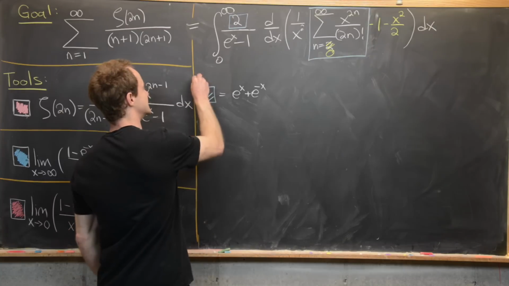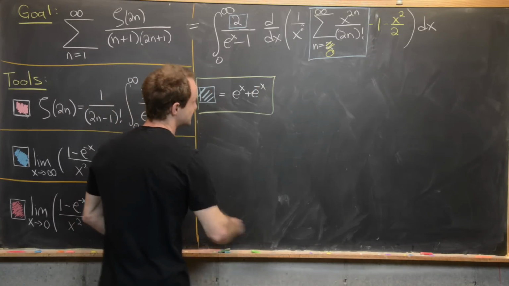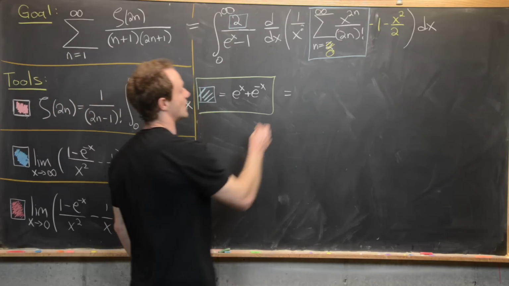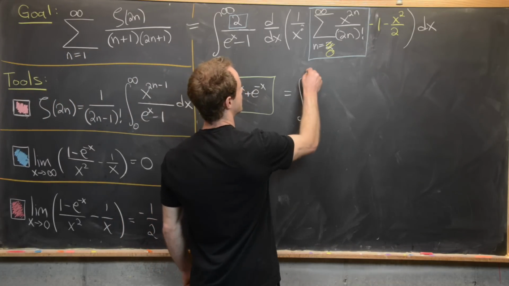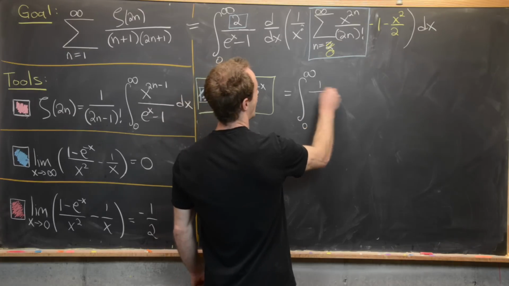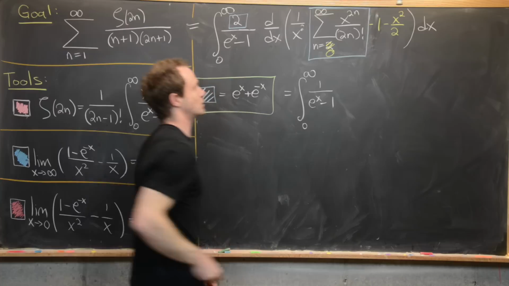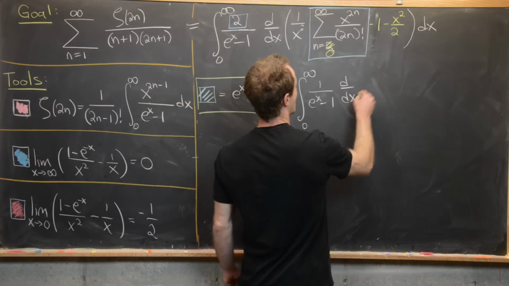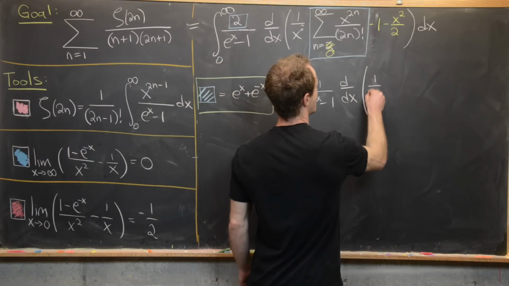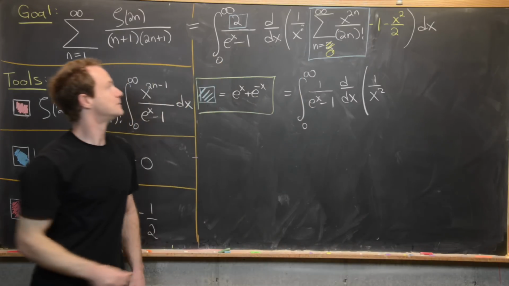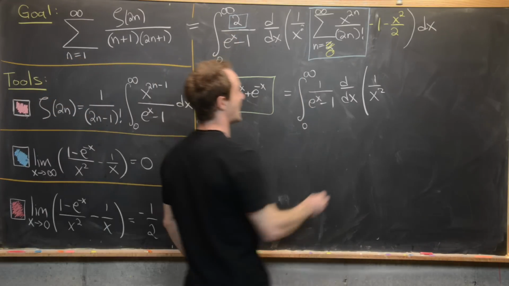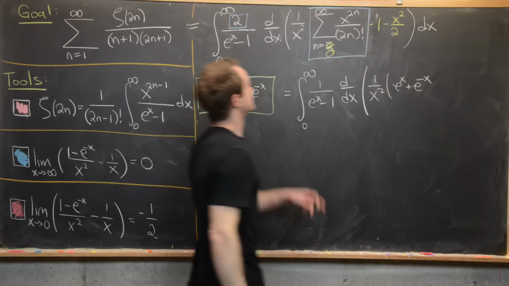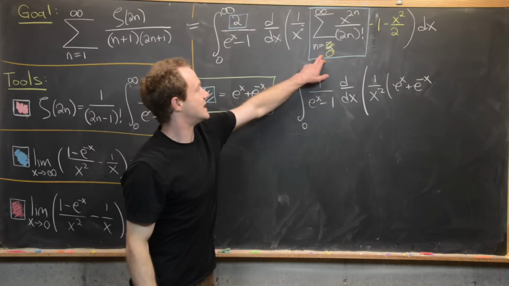So we'll just use that. Okay, great. So now that means that I can take this integral and I can rewrite it in the following way. So I've got the integral from 0 to infinity, I have 1 over e to the x minus 1. And now I have the derivative of the quantity 1 over x squared. And then I'm multiplying by e to the x plus e to the minus x. So that's that blue part right here.